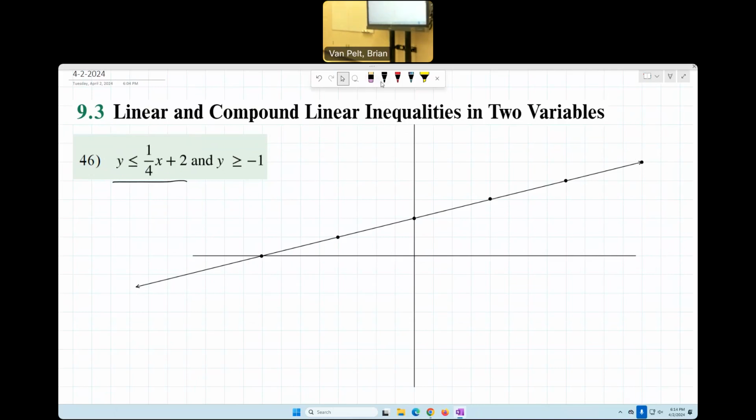So here's what I do. How do I want to draw this? I don't remember if I use a ruler or not.